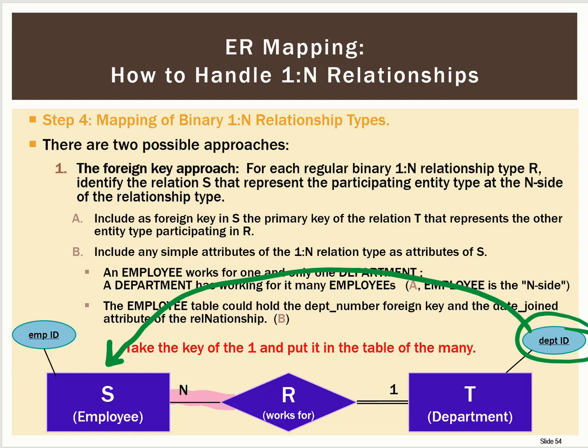But looking at the partial participation, we say to ourselves, when I bring department ID into the employee table, I have to allow it to be null, because at least one employee might not have a department, so it cannot be not null. However, if we had a double line here indicating total participation, then when we bring the department ID into the employee table, we would make it not null to enforce this total participation between employee and the works for relationship.